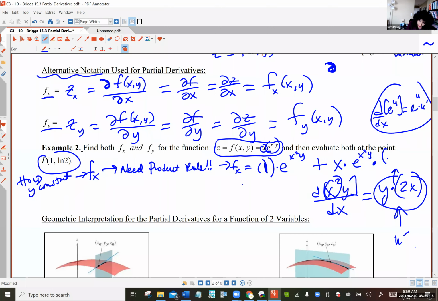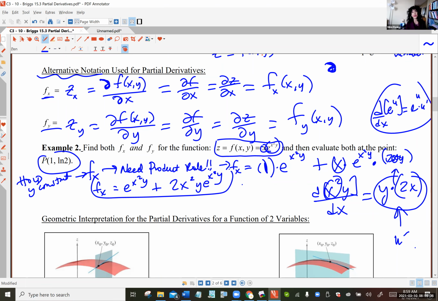So you're going to put that right here. I'll put it as 2xy. And then you could clean this partial up so it's a little bit prettier. So I'd multiply these powers of x together and put the 2 in front. And here is the partial of the function with respect to x: e to the x squared y plus 2x squared y times e to the x squared y.